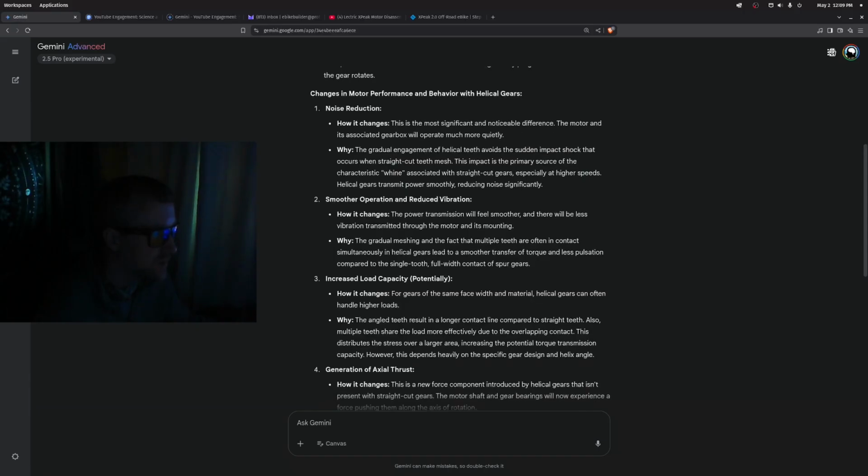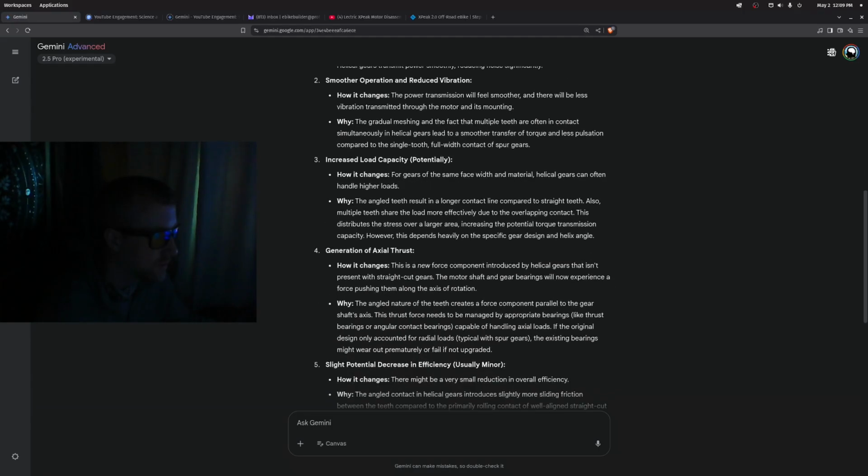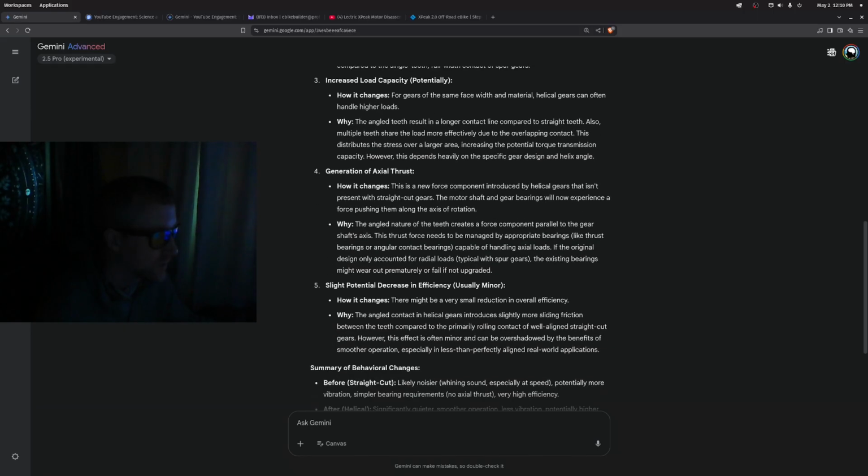The power transmission will feel smoother. There will be less vibration. Smoother transfer of torque, less pulsation. So I guess they work the radio. There's some benefits to the helical gears. But then there's this. There's generation of axial thrust. And I remember Justin from Grintech, he taught me about this one time.